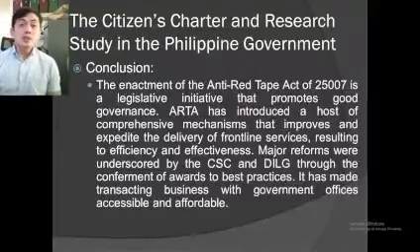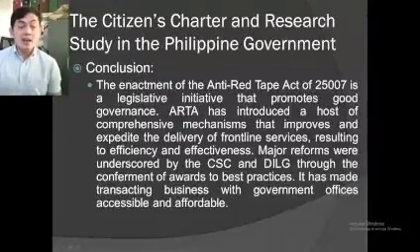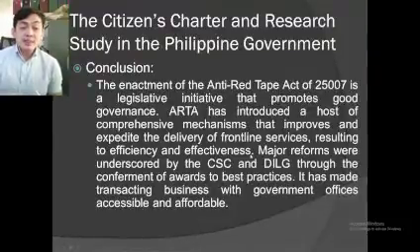The conclusion of this study is that the enactment of the Anti-Red Tape Act of 2007, sorry for the typographical error, is a legislative initiative that promotes good governance. The ARTA has introduced a comprehensive mechanism that expedites the delivery of frontline service, resulting in efficiency and effectiveness. Major reforms were underscored by the CSC and the DILG through the conferment of awards and practices. It has made transacting business with government offices accessible and affordable.